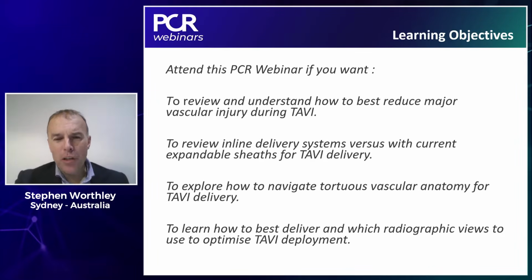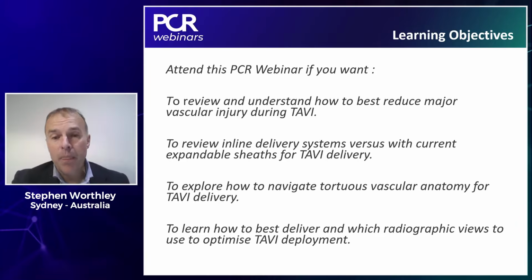My name is Steve Worthley, interventional cardiologist from Sydney, Australia. We have a great session for you today on transcatheter aortic valve implantation, but specifically looking at how we can manage and reduce vascular complications, how we can access and deliver through challenging vascular anatomy. Also, we're going to review how we can best optimise the delivery in transcatheter aortic valve implantation. And to assist me tonight with that purpose, we've got Dave Smith from the UK and Lars Sondergaard from Copenhagen in Denmark.